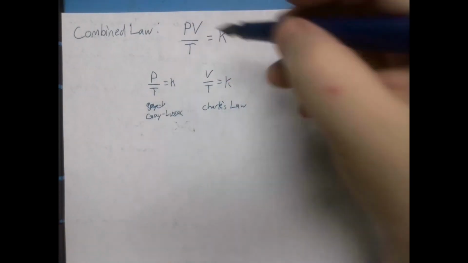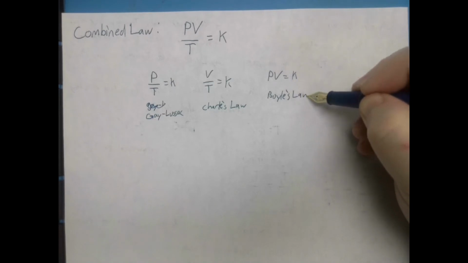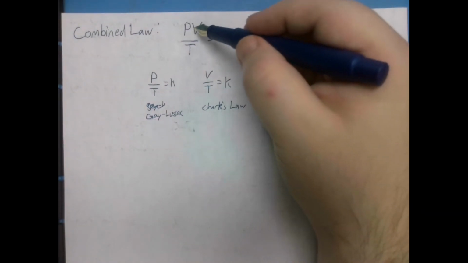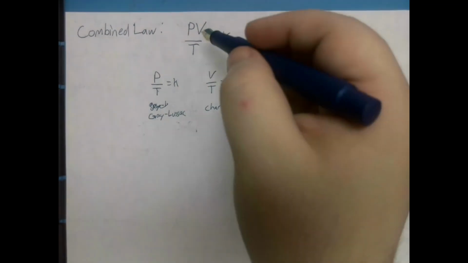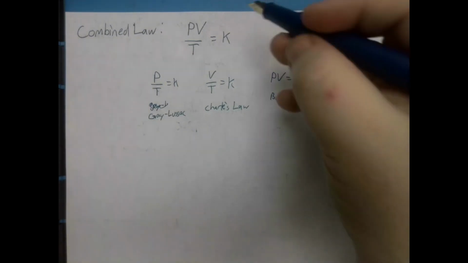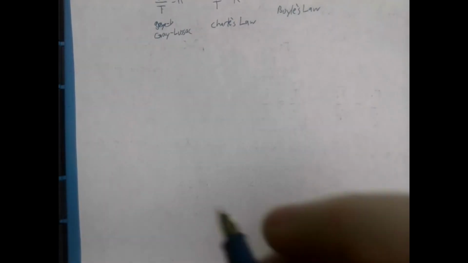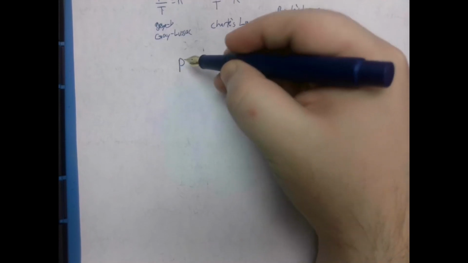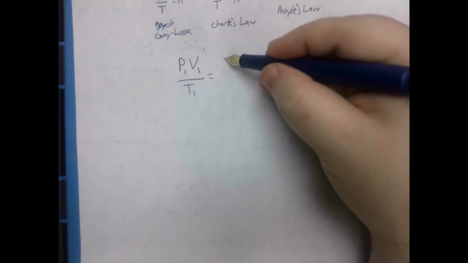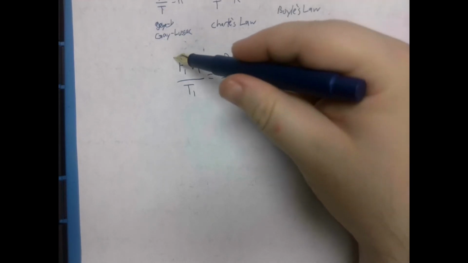And pressure times volume is equal to some constant, and that's Boyle's law. So we can see from this equation that they all are contained in it. And it works out that we can combine all three of these into one equation. Note though, however, these constants are not all the same K. It doesn't matter though what the constant is, because we're going to ignore the constant and just know that initial pressure times initial volume divided by initial temperature is equal to the final pressure times the final volume divided by the final temperature.